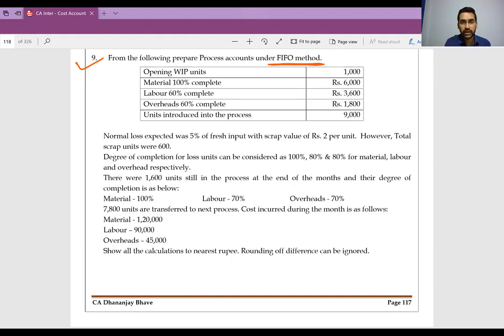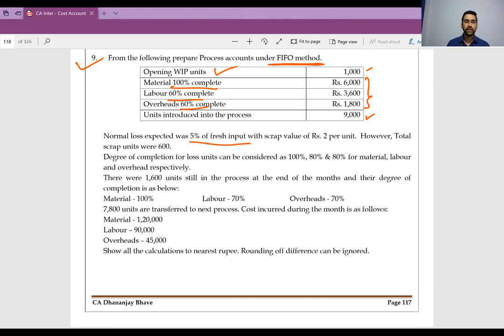See here, opening WIP 100%, 60%, 60%. Now it is clear. I have FIFO method given in the question. I have opening WIP units, and I also have their opening WIP's DOC, right? This is quantity, this is rupees, and then units introduced. This is fresh input. Normal loss is expected to be 5% of fresh input. That means you should apply 5% only on 9,000, right?